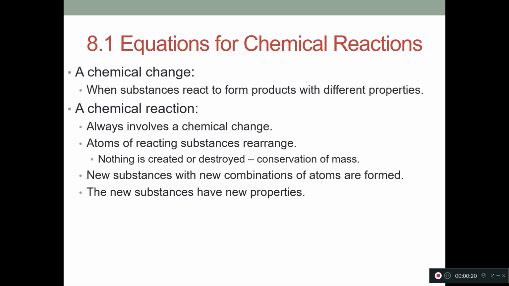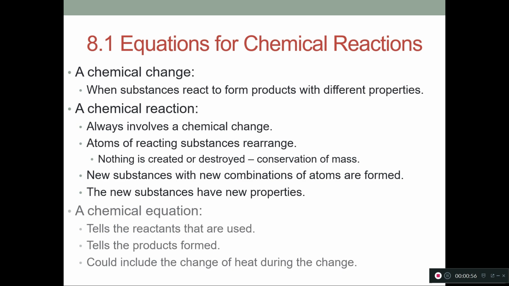Remember that a chemical reaction is when atoms of reacting substances rearrange. So nothing is created or destroyed. There is conservation of mass. We're just taking the atoms from the reactants, rearranging them, and forming the products. The new substances with new combinations of atoms are formed, and these new substances have new properties. Things like boiling point and melting point and solubility and things like that.